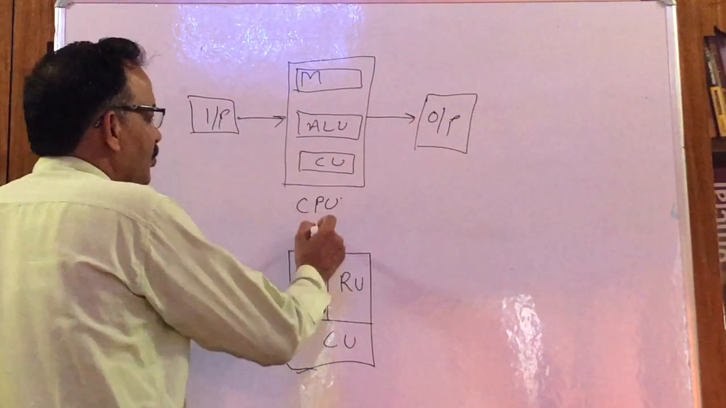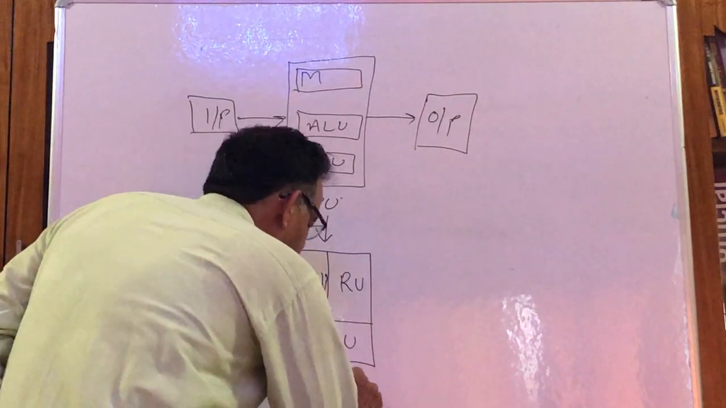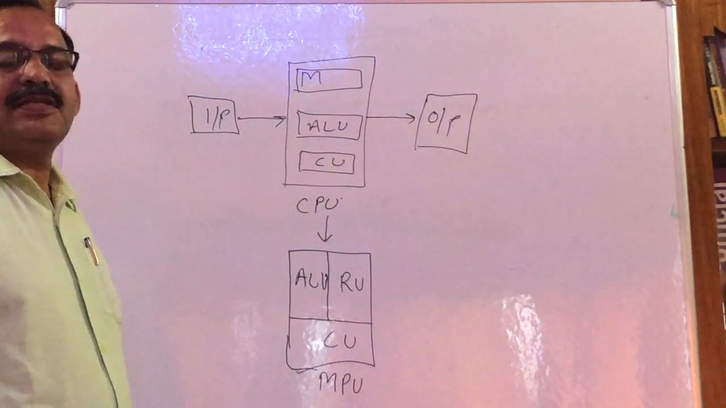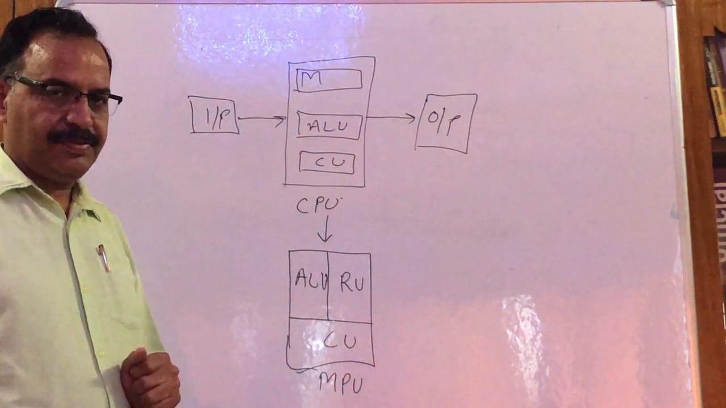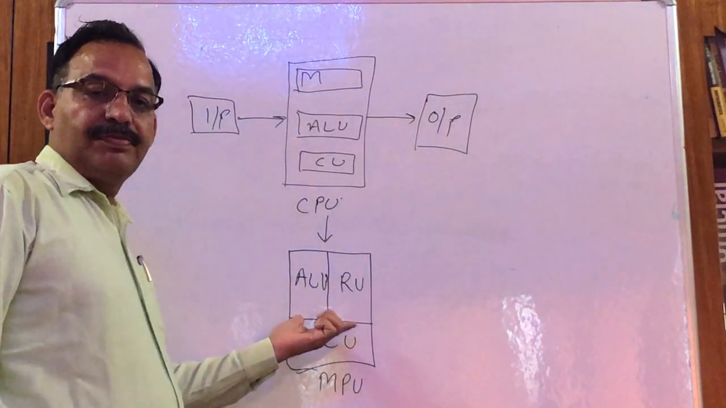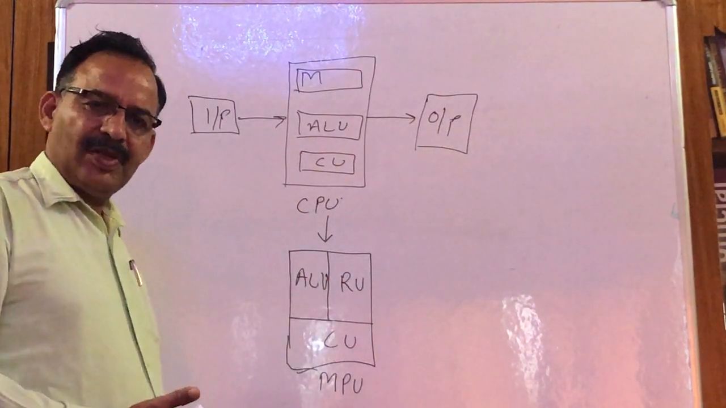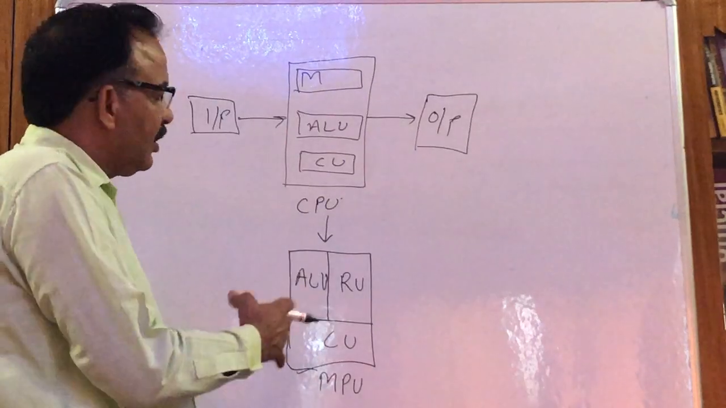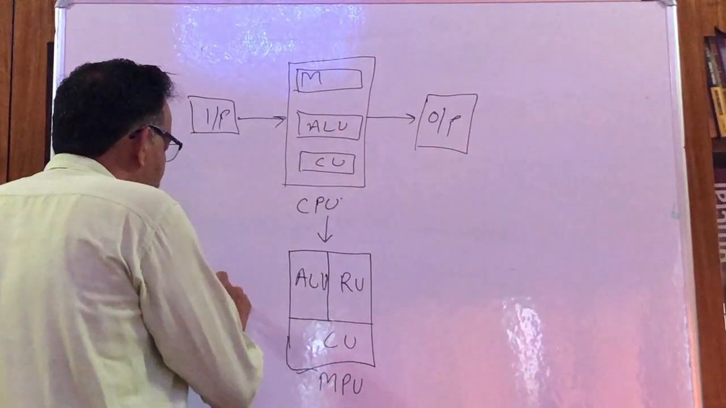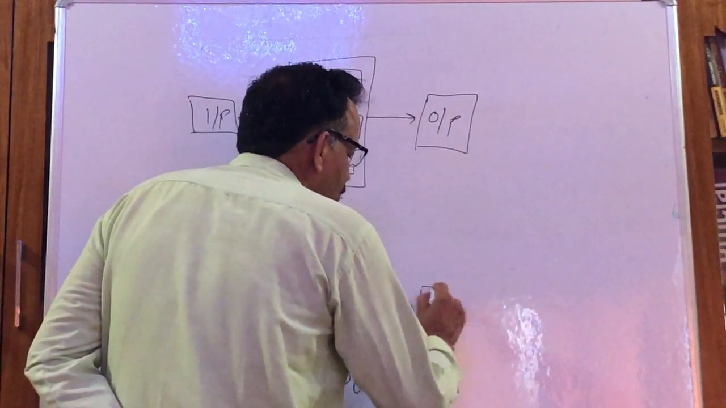So, if all this CPU is fabricated on this single chip, then this chip is known as MPU, that is microprocessor unit. So, a single chip CPU is your MPU, microprocessor unit. Now, as a chip standalone cannot work, we have to connect it to the external world. We have to interface it with the input unit as well as the output unit.